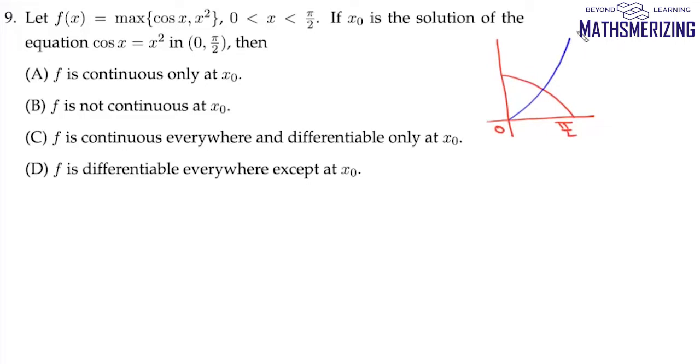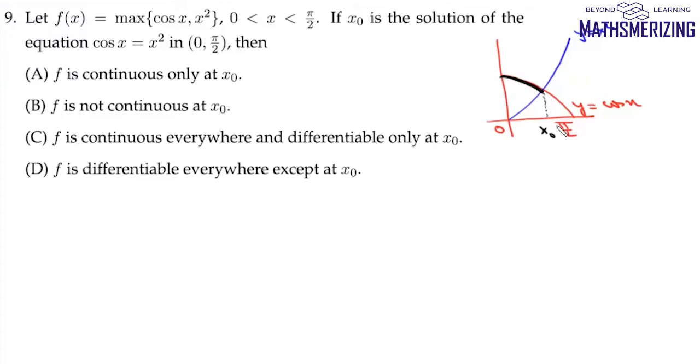So this is the graph of y equals x square and this is the graph of y equals cos x. Now these two graphs intersect at x0. So this point is x0. Now it says maximum of the two functions. So from 0 to x0, the maximum of the two functions is cos x. So our function f(x) will be simply this graph.